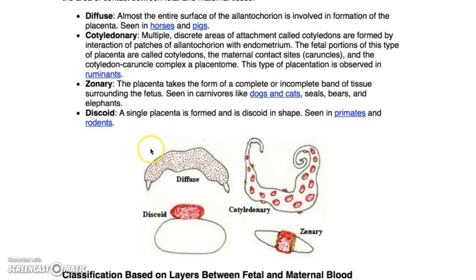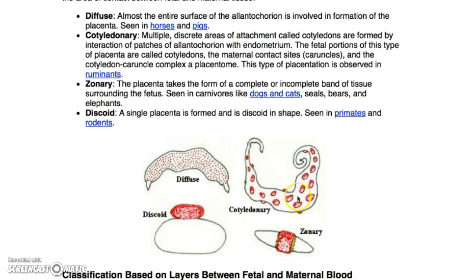So probably the easiest to conceptualize is the diffuse placenta. So this is the chorion that we're seeing, and the developing embryo is inside here. And all over the surface of the chorion are little tiny places where there's increased vasculature that can come into contact with the lining of the female's uterus.